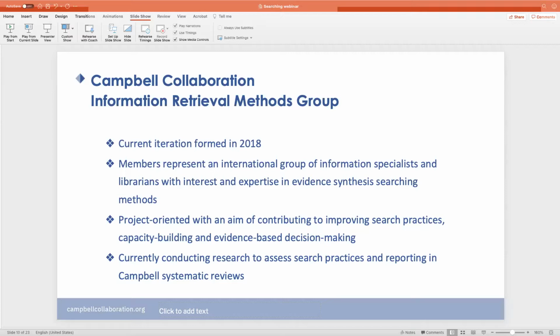So currently, one of the projects that we're working on is a research project to assess the current search methods and reporting in Campbell systematic reviews. And this is what I'm going to focus on for the rest of the talk.